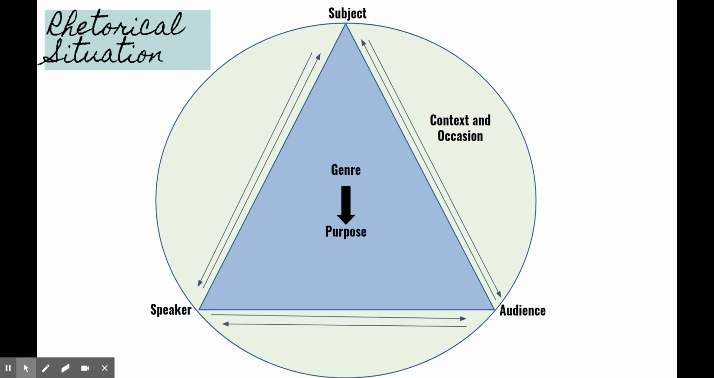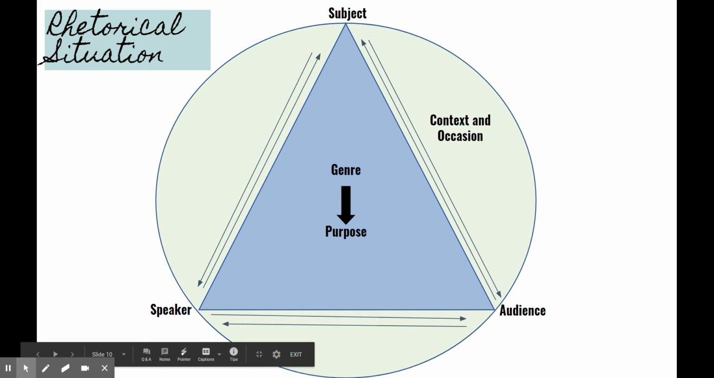Or if the author feels like writing a speech or writing an article, then that might shift their purpose, and therefore it's going to affect what information they include, the word choice that they use, etc. So all of this demonstrates the rhetorical situation of a text.